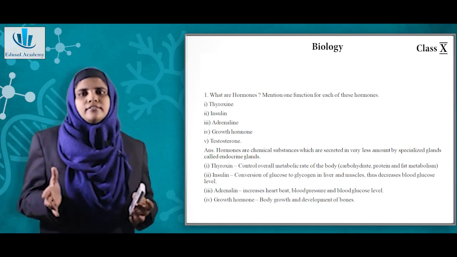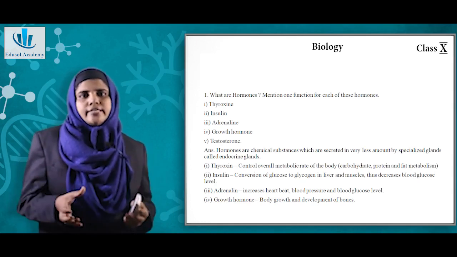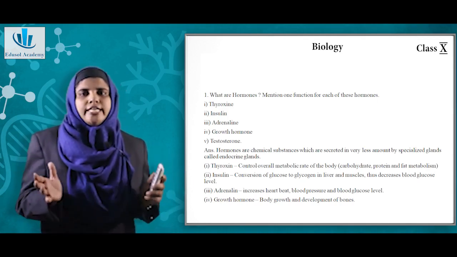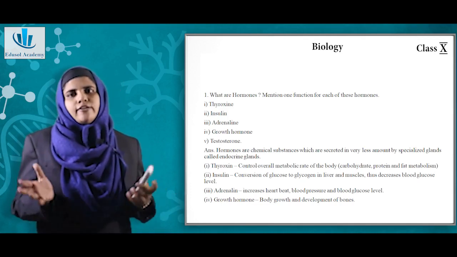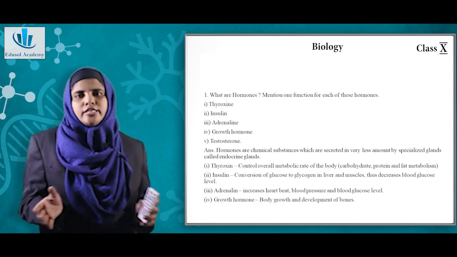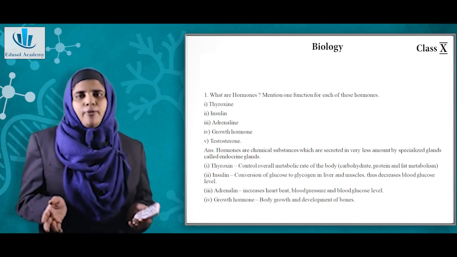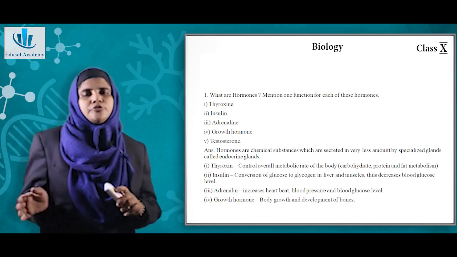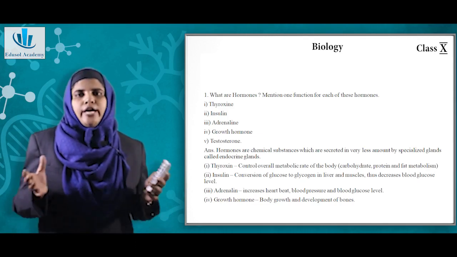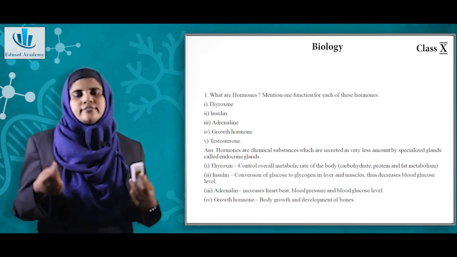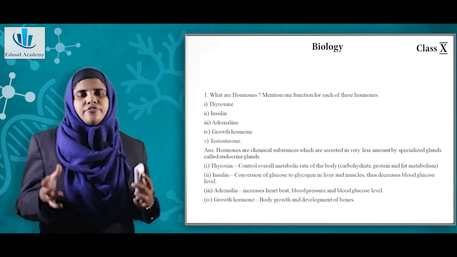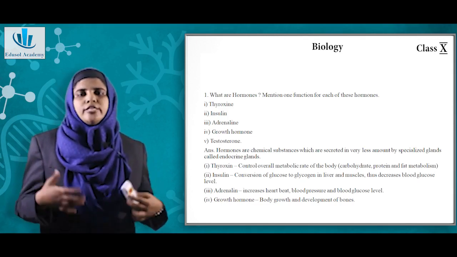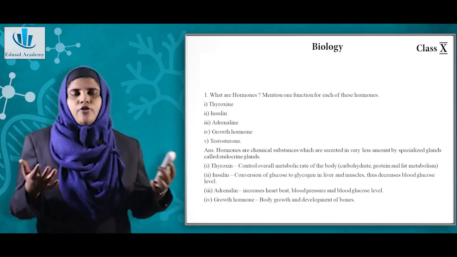Now hormones, as I've said, are chemical substances which are secreted in very small amounts by specialized glands called endocrine glands. Thyroxine, as we have seen, controls the overall metabolic rate of the body. Insulin mainly controls the sugar levels, or sugar metabolism, in the blood. Adrenaline is the hormone responsible for the flight, fright and fight response. Growth hormone is required for the development of organs.